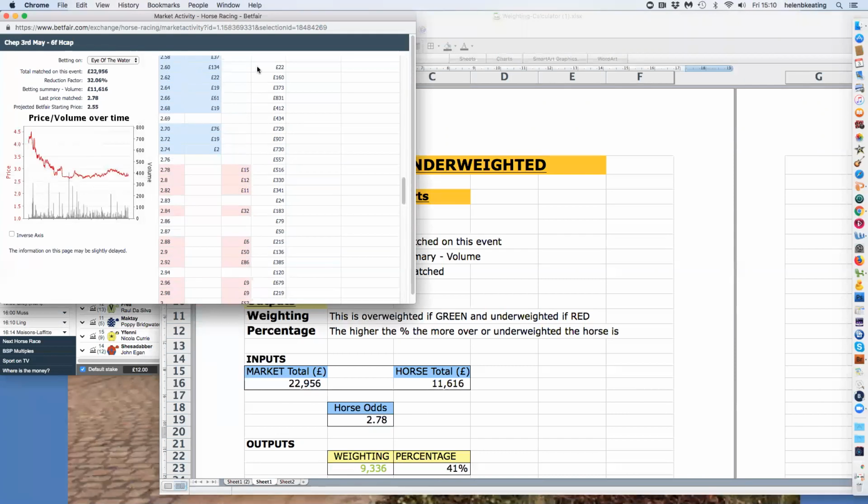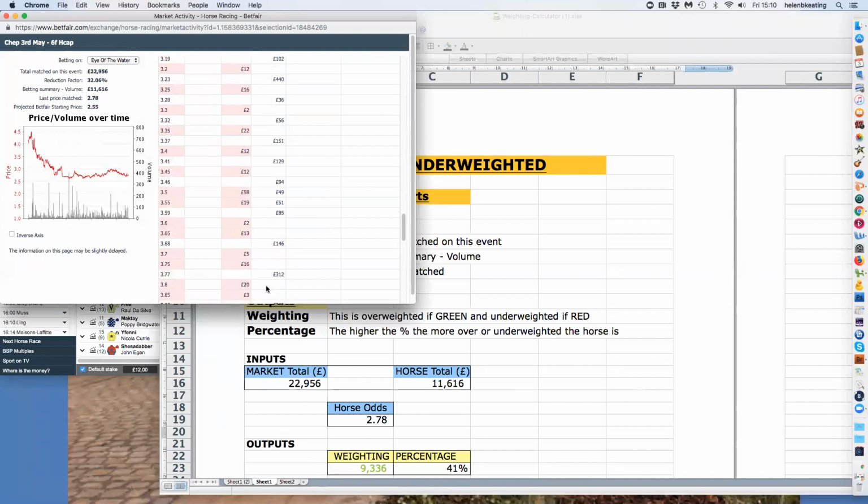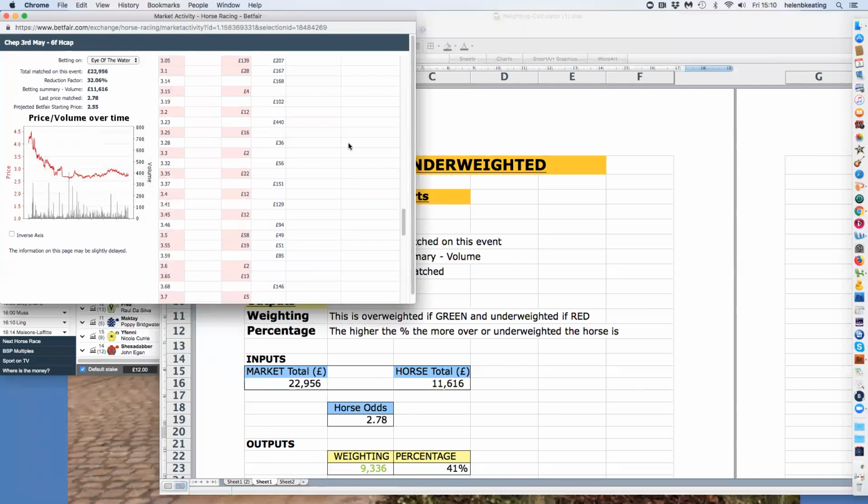So you can see that the vast majority of the money, when you look out here, yes, there's been a couple of bets out here, but that's very early on. What you can see is the vast majority of the money is in the corridor between 2.64 and 2.98. So that's an overweighted horse.